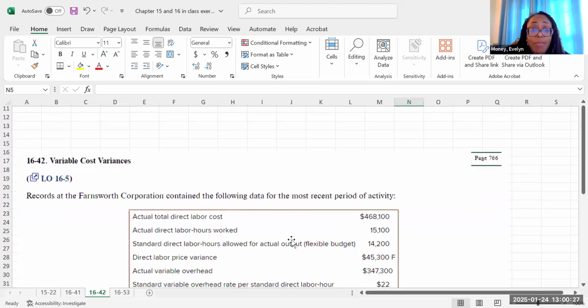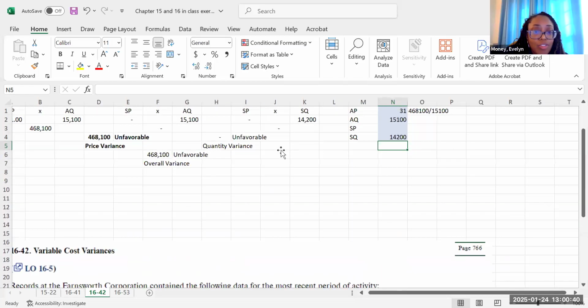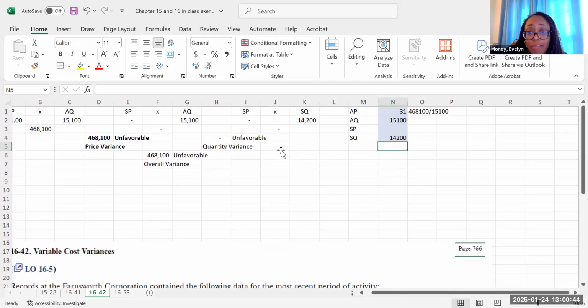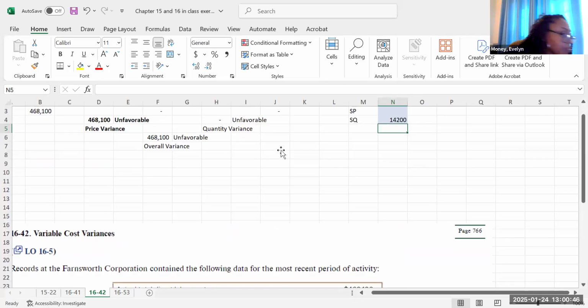And they gave it to me that way because they gave me the standard direct labor hours allowed for the actual output. So they're telling me that they already multiplied. Now I'm looking at a price variance of 45,300. So I'm way off there. And then they want to start to give me my variable overhead stuff.